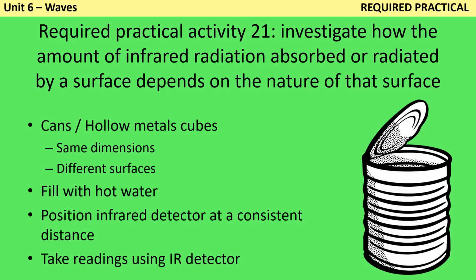You fill the cans with hot water from the same kettle, so it's starting at the same temperature, and then you use a ruler to position an infrared detector at a consistent distance away from the can. So you don't want one situation where your infrared detector is 10 centimetres away and then for a different can it's 20 centimetres away, because that way you wouldn't get valid data. Then you use that infrared detector to take readings. You can also take the temperature as a surrogate for this, but the data just isn't as valid.